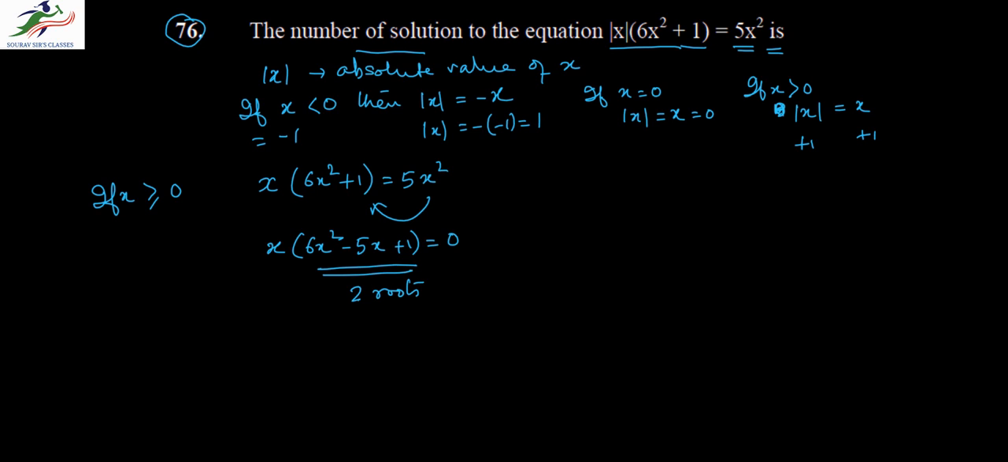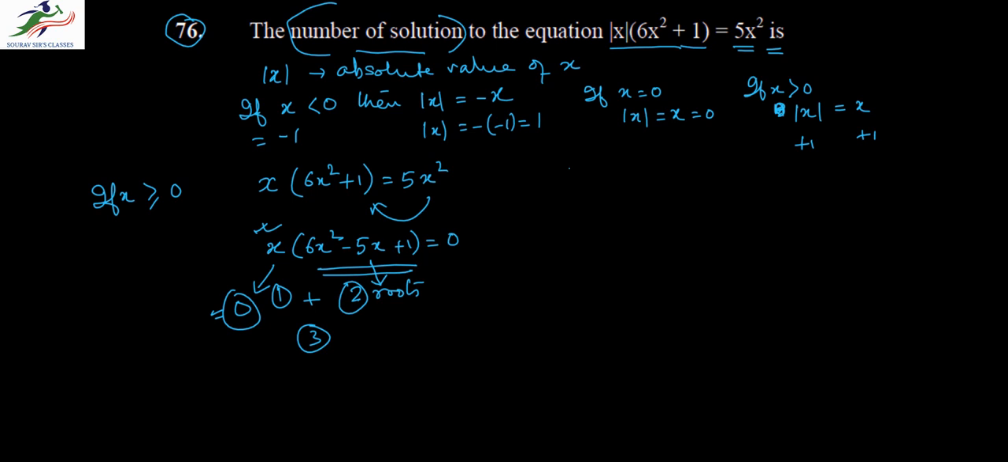So we are just asked to find the number of solutions. We are not asked to find the exact value. So we can clearly see that this will have two roots. x will have one value equal to 0. So this is one value. So we get three possible values of x from here.